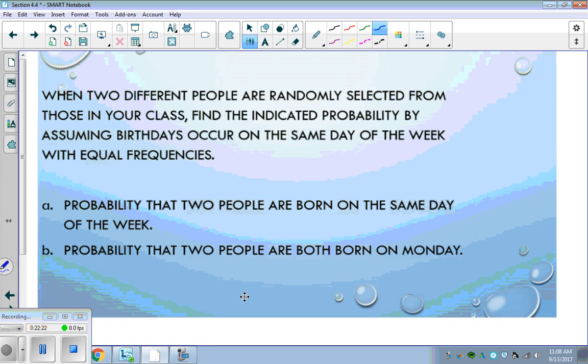Okay. So this one I bring to your attention because it is different, and it's a thinking problem. Very much a thinking problem. So when 2 different people are randomly selected from those in your class, find the indicated probability by assuming birthdays occur on the same day of the week with equal frequency. That means there's as many people born on Monday as there are on Tuesday, as there are on Wednesday, as there are on Thursday, etc.